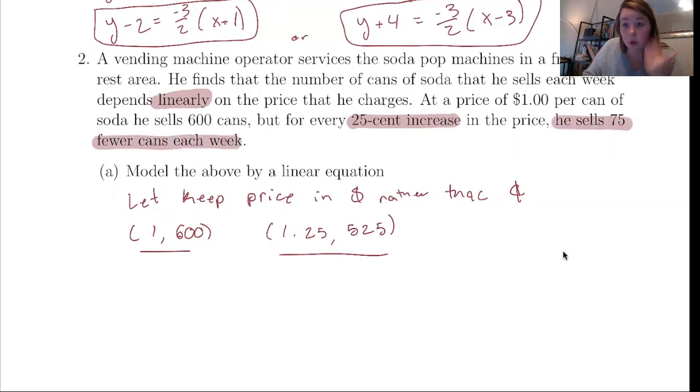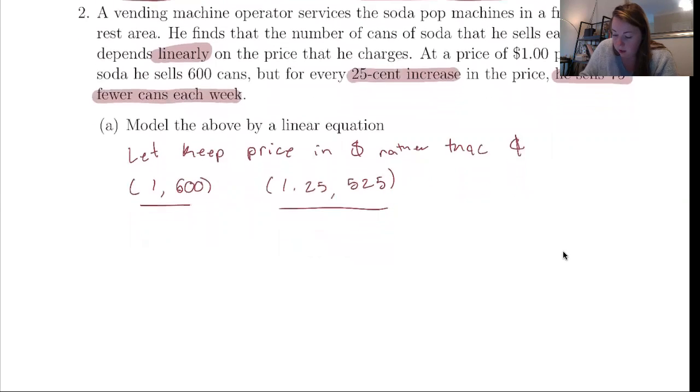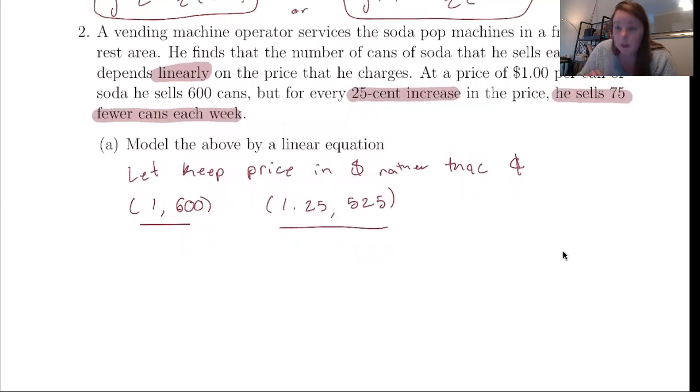He sells fewer cans, so I'm decreasing. We're creating a demand graph, basically. As price increases, people are like, oh, I don't think I really need a pop for that much. So those are my two points.